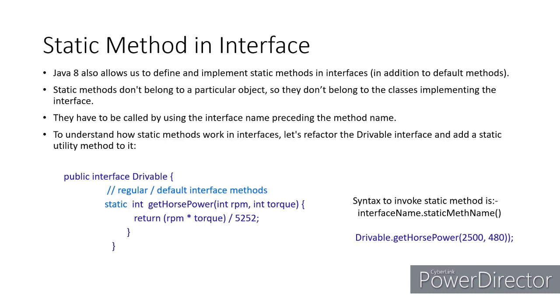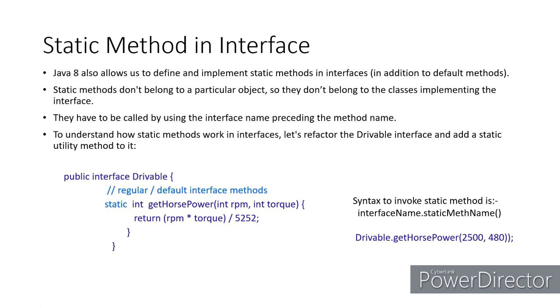But interface allows you to add static methods now. Java 8 also allows us to define and implement static methods in an interface, in addition to default methods. So suppose the same Drivable interface which we earlier had. Suppose it's anything that is drivable, say car or bike, and I have a class Car which is going to implement the Drivable interface.